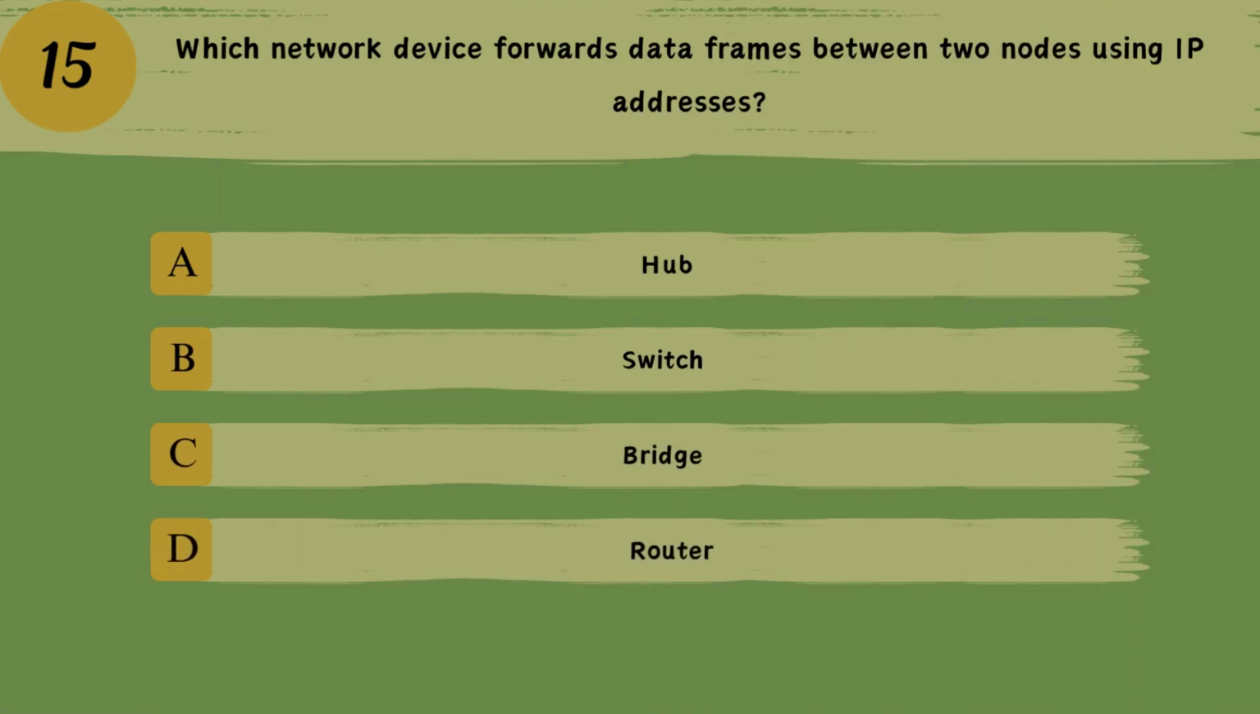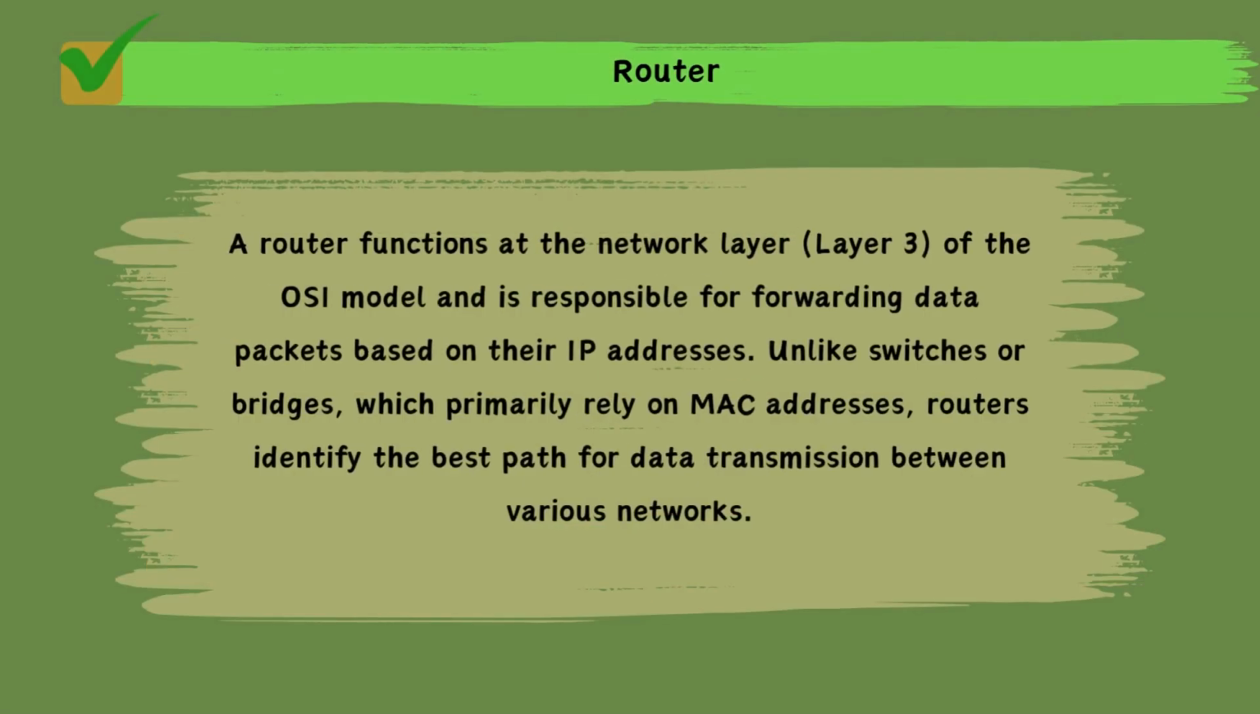Question 15. Which network device forwards data frames between two nodes using IP addresses? A. Hub. B. Switch. C. Bridge. D. Router. Correct answer: D. Router. A router functions at the network layer, Layer 3, of the OSI model, and is responsible for forwarding data packets based on their IP addresses. Unlike switches or bridges, which primarily rely on MAC addresses, routers identify the best path for data transmission between various networks.